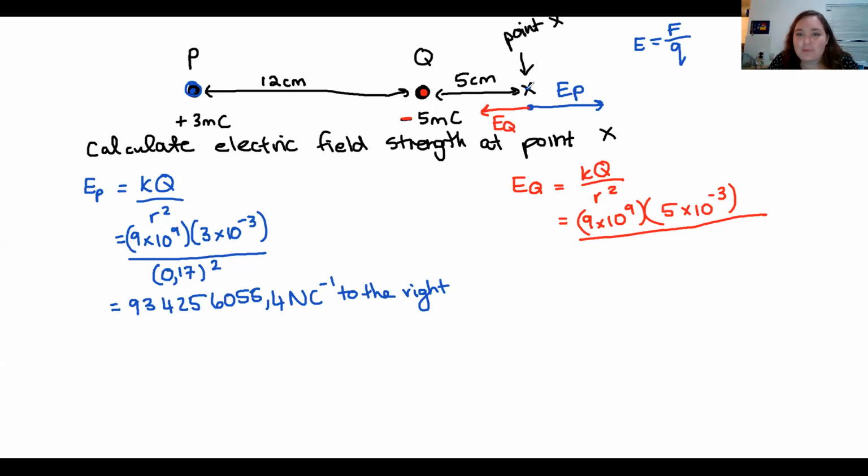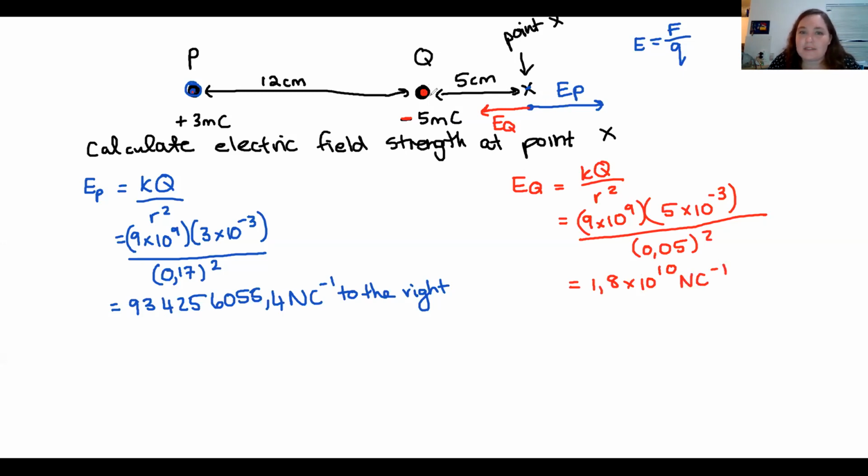The distance between point X, where we were determining the electric field strength, and Q, which is creating it, is 5 centimeters. Remember, when we did P to X, we had to add them together. Here it's just from Q to X. So this is going to be 5 centimeters, divided by 100, so 0.05, and we square it. From that, we get 9 times 10 to the 9 times 5 times 10 to the negative 3, divided by 0.05 squared, which gives an answer of 1.8 times 10 to the 10 newtons per coulomb.